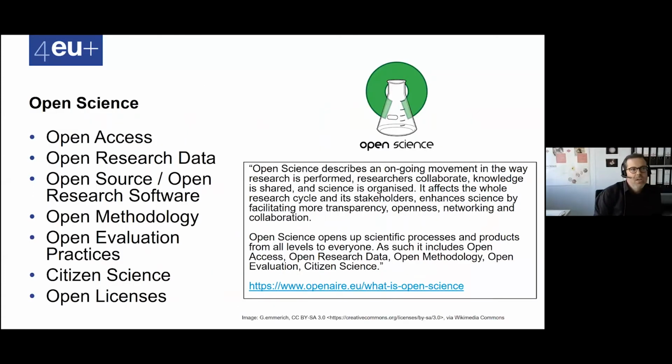So what is open science about? Open science is about opening up scientific processes and products from all levels of the scientific process to everyone. So it's about open access. That's maybe the most prominent discussion. Here it is about scientific publications and why they are behind paywalls and whether it could be done otherwise. It's about open research data. It's of course also about open research software, open source code.